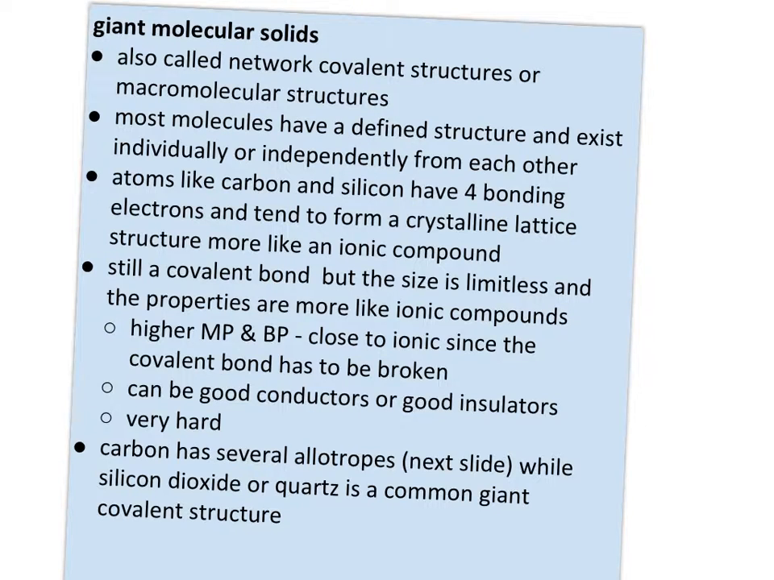They could be good conductors, or they could also be good insulators. You can bring out either characteristic, and they tend to be very hard, like diamonds. And in fact, carbon has several of these giant molecular solids it can form, because it can form what are called allotropes, different versions of the same element in the same state. Well, silicon tends to form silicon dioxide or quartz, which, as you probably know, is a pretty hard solid and is a common giant covalent structure around us.